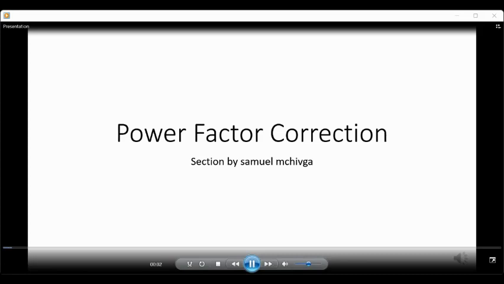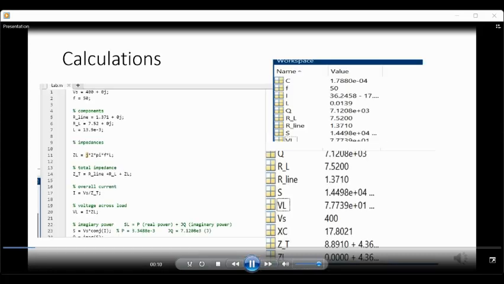Hello, my name is Samuel, and I'm going to be covering the calculation section of the power factor correction. On the left hand side displays the formulas which were used to get the answer, which is displayed on the right hand side.